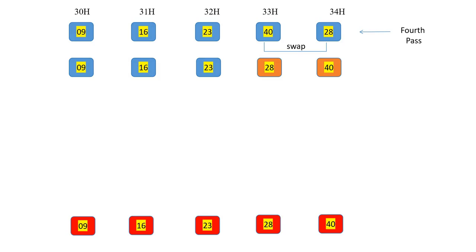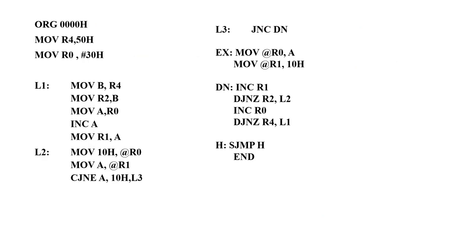So these numbers are arranged now. You can see 9, 16, 23, 28 and 40. So these numbers are arranged in the ascending order. So this round is having only one step. This is our final answer. Now next we will see the program.